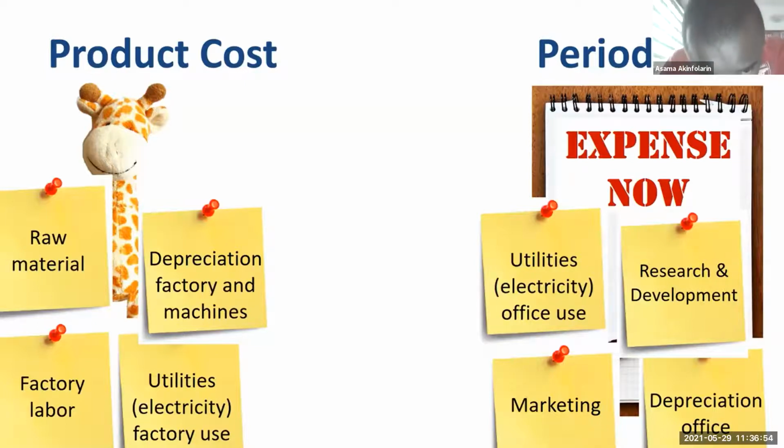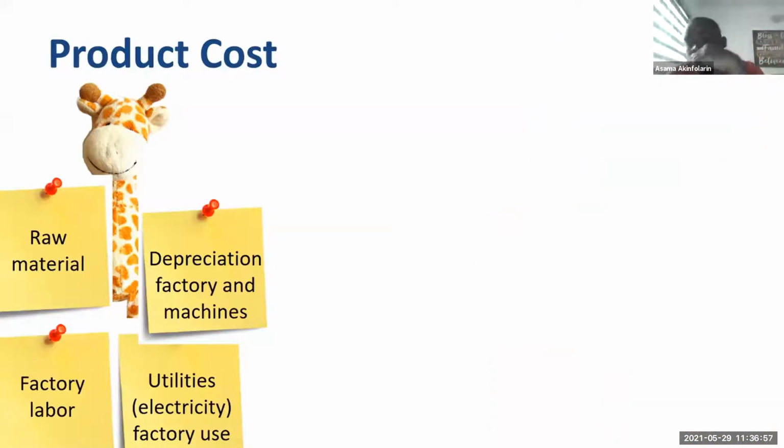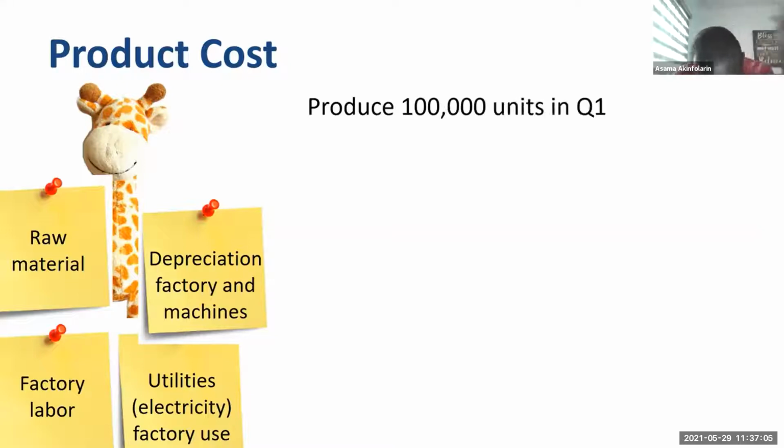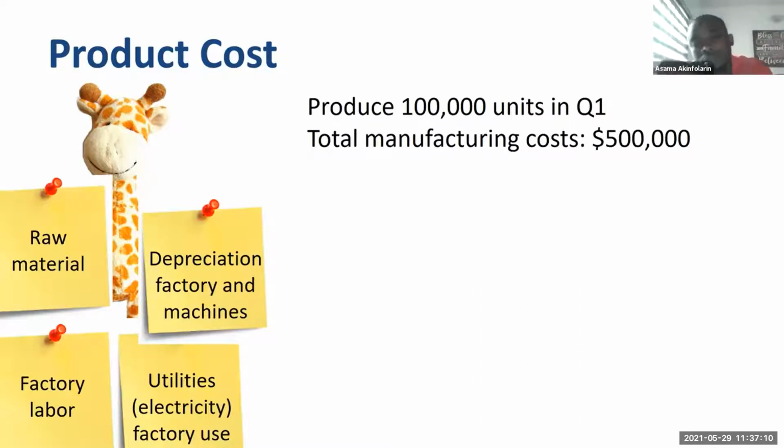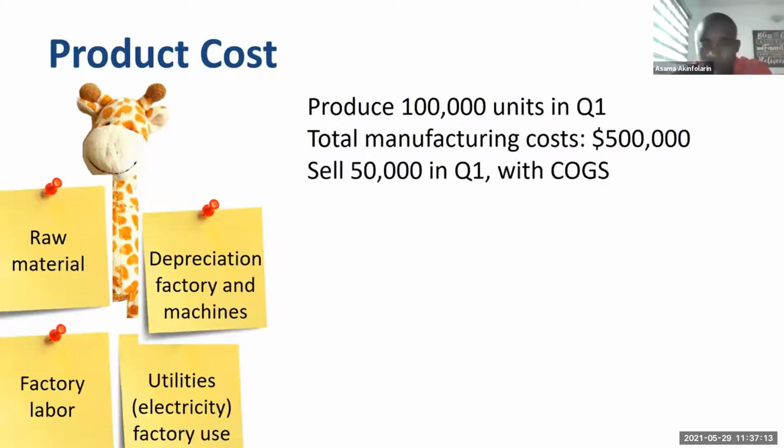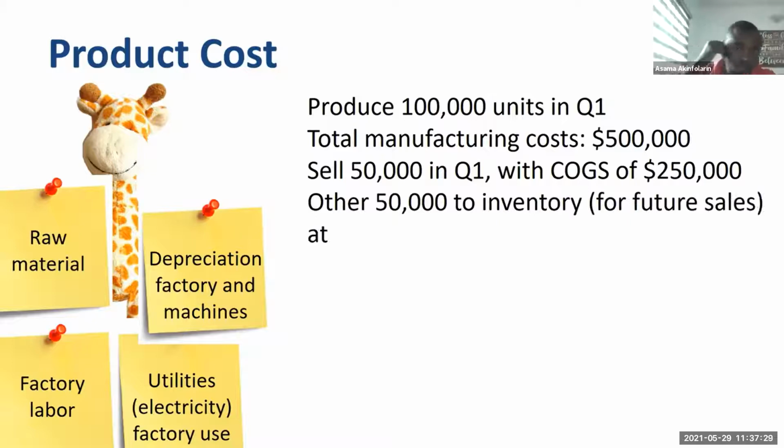After classifying the cost as either product cost or period cost, we can take the next step in our cost accounting. Let's deal with the product cost first. We produce 100,000 units in Q1 at a total manufacturing cost of $500,000. Of these 100,000 units, 50,000 are sold in Q1, with cost of goods sold of $250,000. Cost of goods sold, in short COGS, refers to the product costs of those goods a business has sold during a particular period. The other 50,000 units go to inventory for future sales, at cost, $250,000.